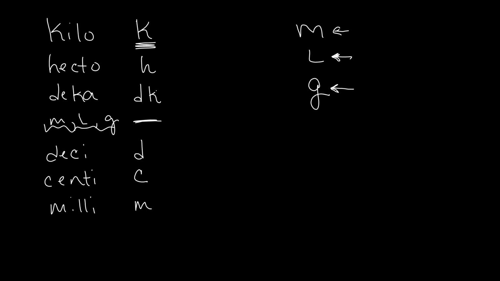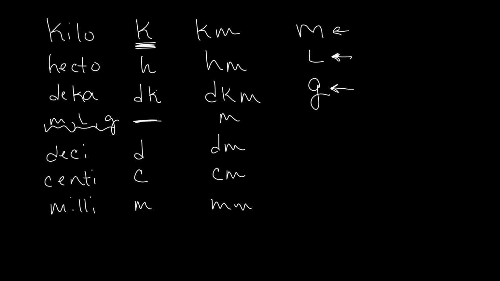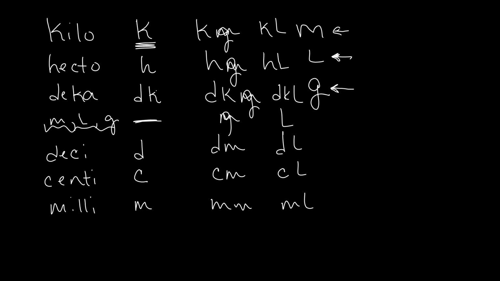So if we were talking about meters, we would have kilometers, hectometers, decameters, and then meters, decimeters, centimeters, millimeters. If we were talking about liters, we would have kiloliters, hectoliters, decaliters, and then liters, deciliters, centiliters, milliliters. So they work the same way. On all of these, we could be talking about grams, and we would have a G on all of these for grams. So you just need to make sure that you understand that there's a prefix on all of them.